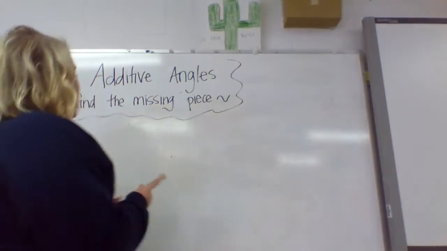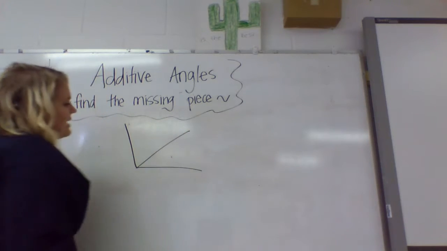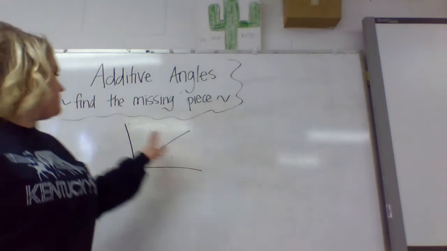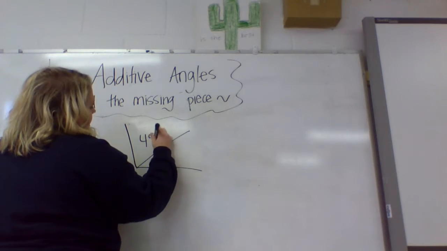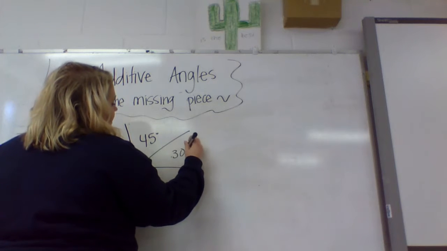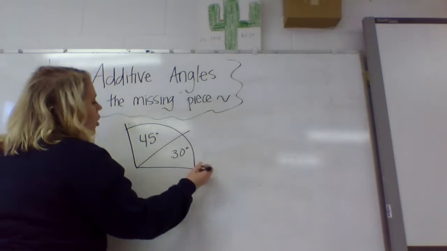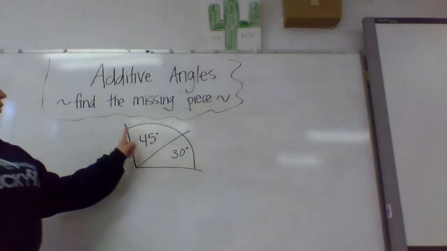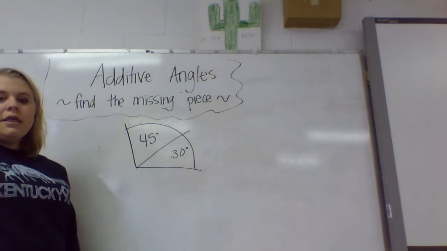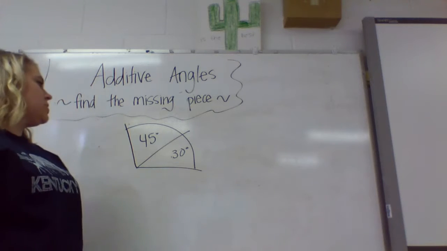So they might give you an angle that looks like this. It's one big angle, and it's broken down into 2 smaller angles. And they might say that this angle equals 45 degrees, and this angle equals 30 degrees, and they might say, find the measure of the whole angle. When they say find the measure of the whole angle, they want to know, what does this big thing equal? So we need to decide, are we going to add or are we going to subtract?